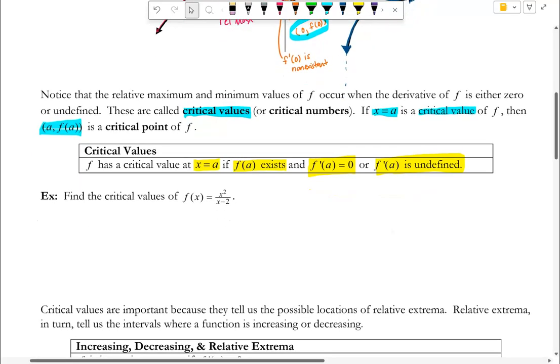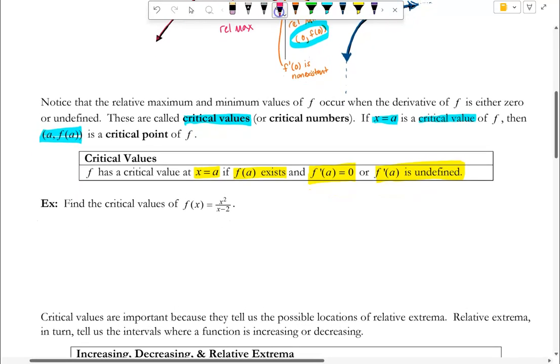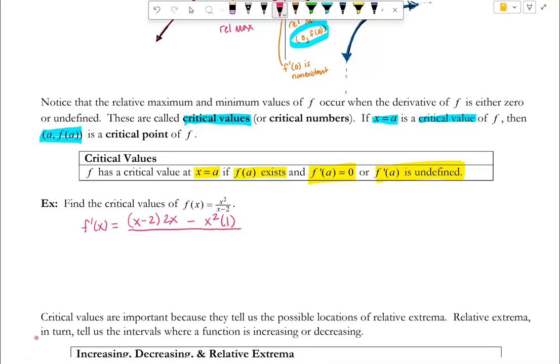So in this first example, we are asked to find the critical values of f of x. So the first thing we need to do is find the derivative. So using the quotient rule, I have x minus 2 times the derivative of my numerator, minus my numerator multiplied with the derivative of our denominator, over x minus 2 squared.